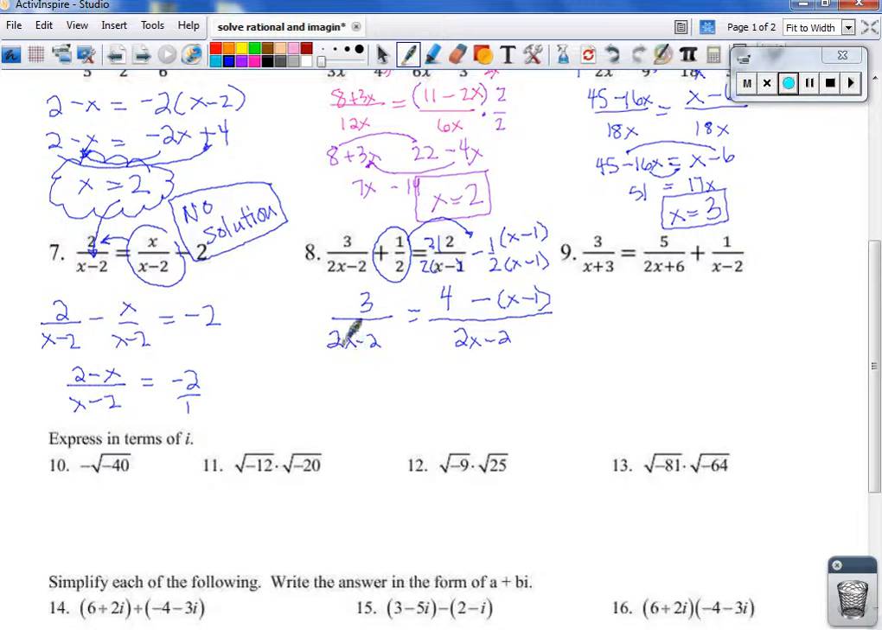So once again, my denominators are the exact same, therefore my numerators must be equal also. So 4 minus x plus 1, okay, minus x minus 1, a minus is a plus. 3 equals 5 minus x. Bringing this over here, minus 2 equals minus x, so x equals 2.